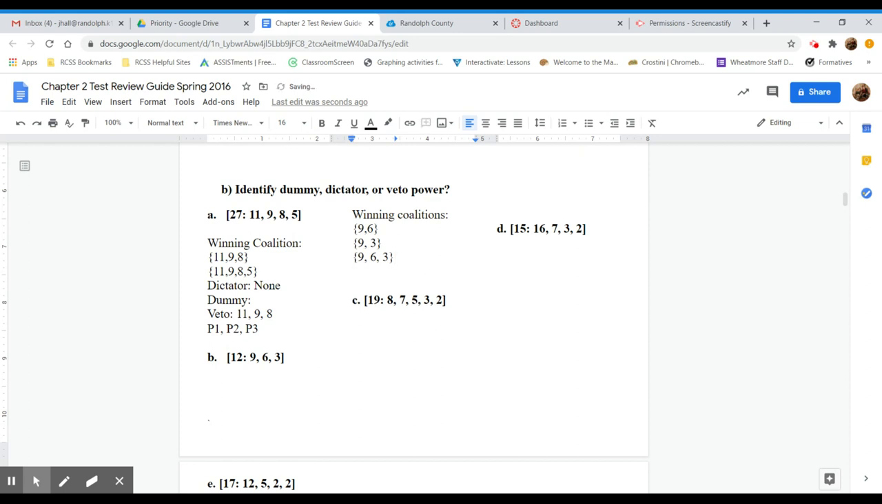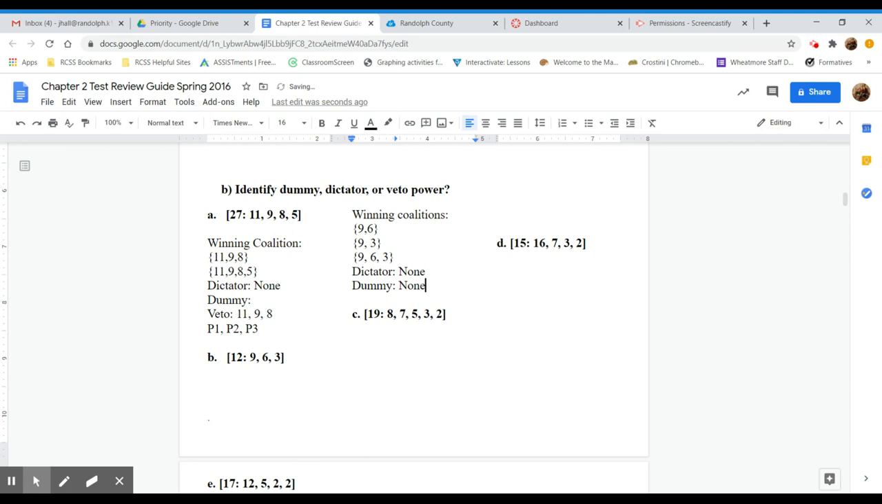Okay? Now let's talk about dictator. None. Again, why? Because none of their weights exceed the quota. Dummy. Is there a dummy in any of these? No, right? 3 is needed in the 2 coalitions below, but it's actually not in the top one, so we can't say it's a dummy. A dummy is somebody who is in every winning coalition and is not needed. Okay, so no dummy here.